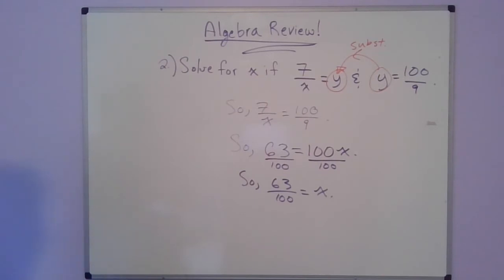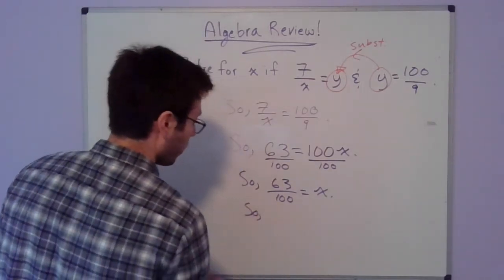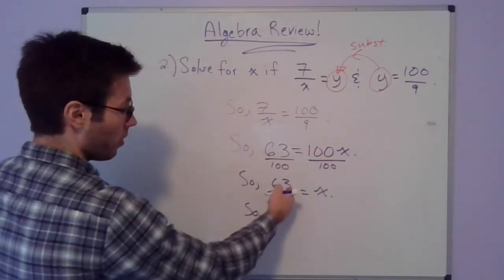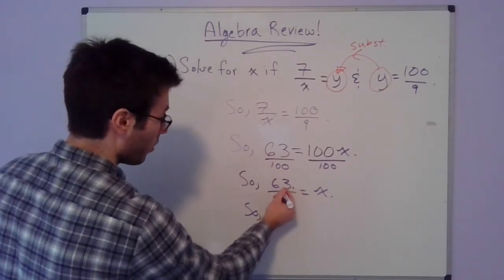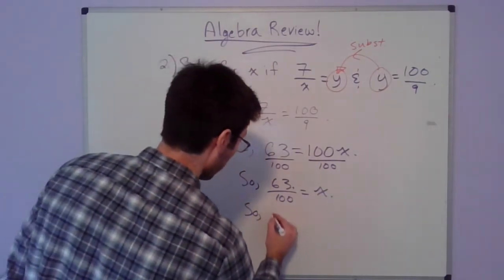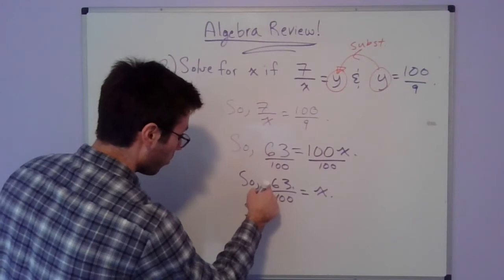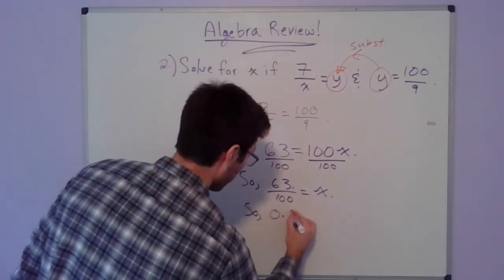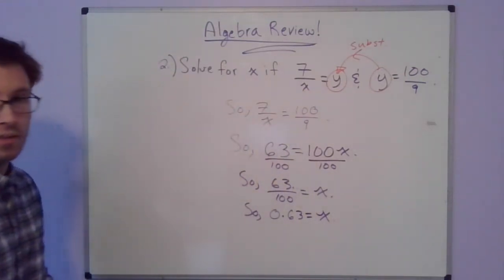In other words, whenever we divide by 100 here, our decimal is here, we're just moving it over 2 because we have 2 zeros. So if we take the decimal, we move it over 1, 2 spots. So 0.63 must be equal to x.